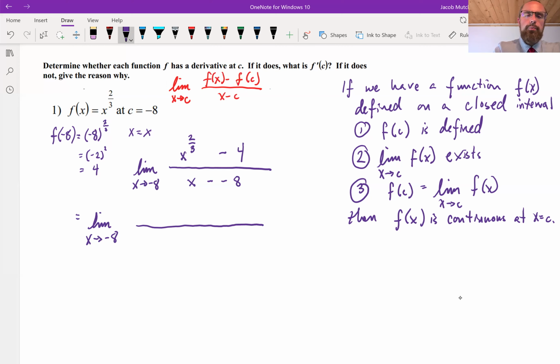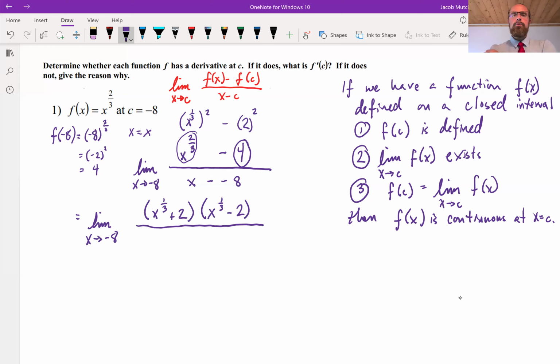a numerator. What I'm seeing here is that this is really the difference of two squares. I can think of x to the power of 2/3 as x to the power of 1/3 squared, and 4 is 2 squared. It's a little unusual to be thinking about rational exponents there, but we can still apply the pattern. So the numerator would factor as x to the power of 1/3 plus 2 times x to the power of 1/3 minus 2. Again, just applying the difference of two squares pattern.